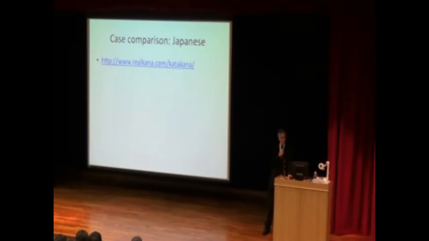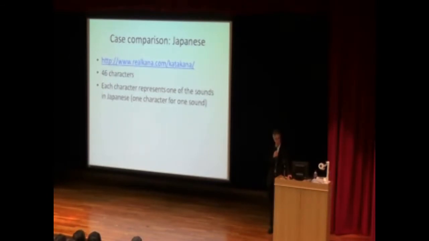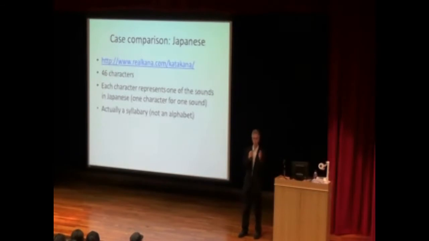Let's skip this because I'll show you some examples. It's got 46 characters, so not so many. Each character represents one of the sounds in Japanese, one character for one sound. It's actually a syllabary, which means it's ka, ki, ku, ke, ko, sa, shi, su, se, so. It's like that, so it includes a consonant and a vowel.